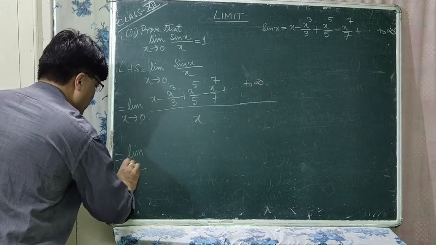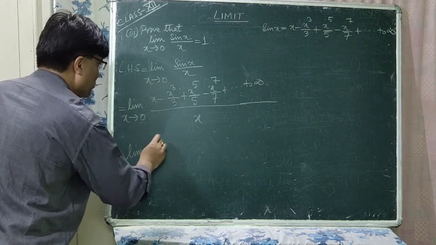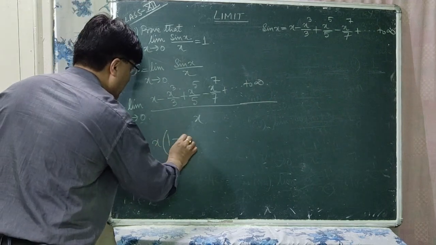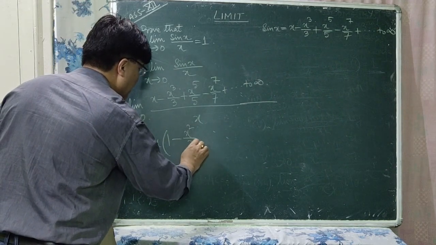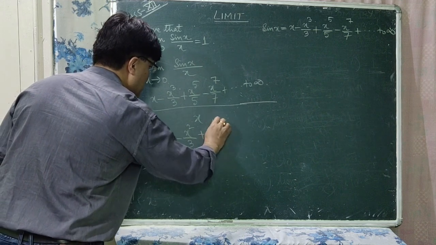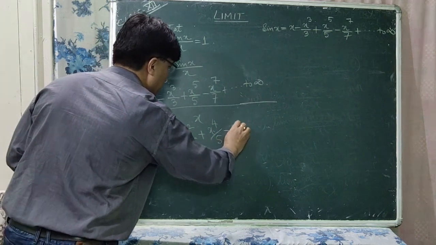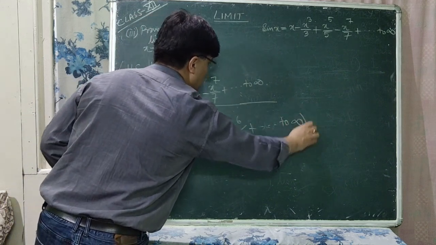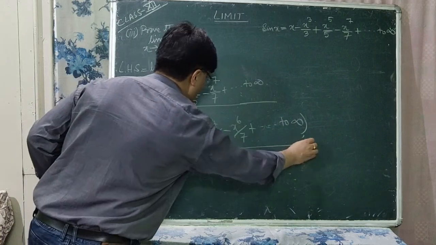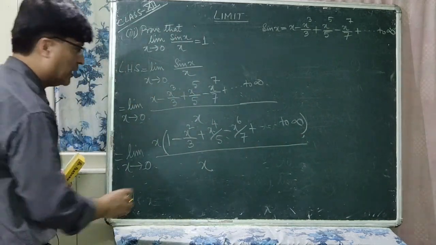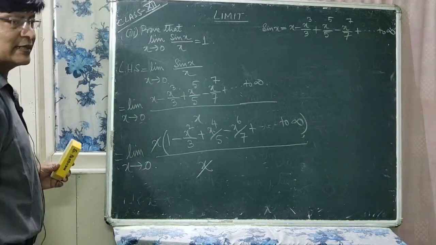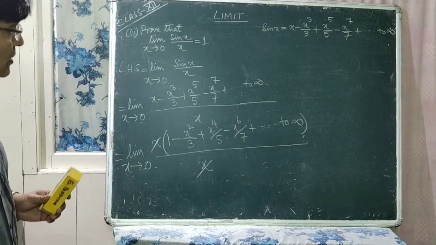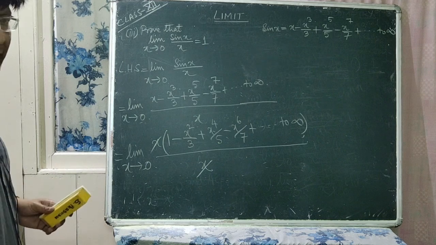Is equal to limit x tends to 0. x is taken common here, so within the bracket what do we get? 1 minus x square by 3 plus x to the power 4 by 5 minus x to the power 6 by 7 plus dot dot dot, it goes up to infinity, this whole divided by x. Okay, so here x and x get cancelled, you know that. I think you have understood it. You can pause the video and copy it.